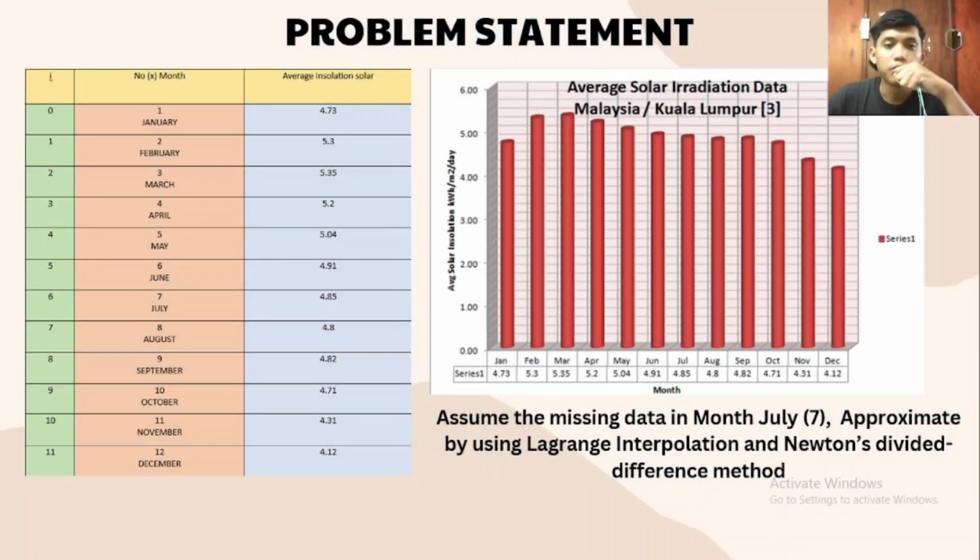This is our problem statement. As you can see, we get it from the article, and we collect data from January until December. We assume the missing data in July and approximate it by using Lagrange interpolation and Newton divided difference method.